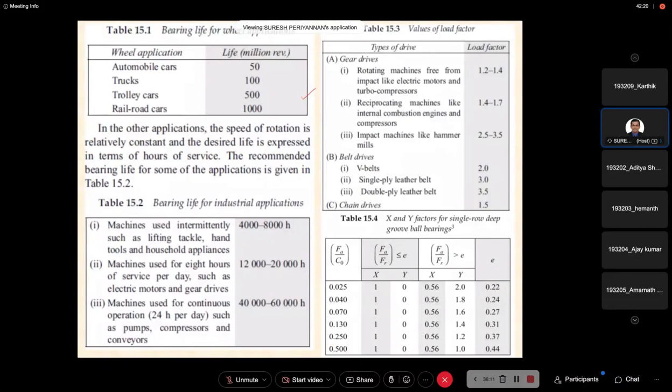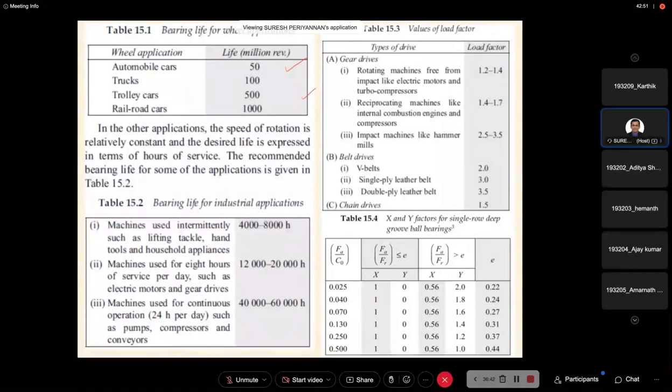In this bearing life selection, we have to find the expected life of the bearing when designing or selecting the bearing. These are the things that, based on practical experience, they defined for automobile vehicles.